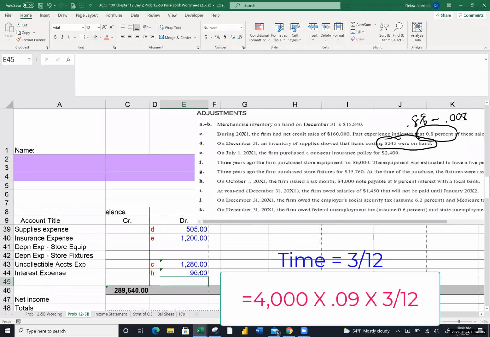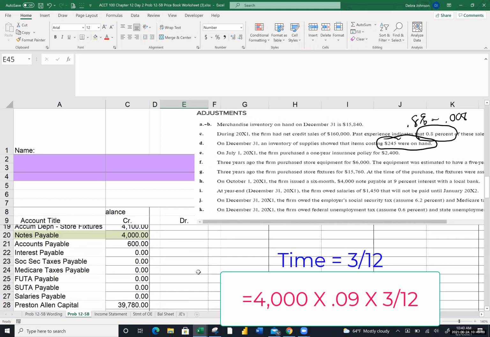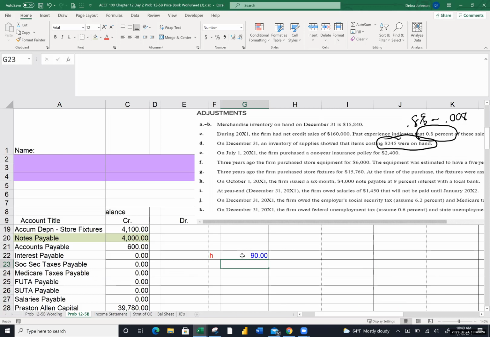The credit is going to go to interest payable. That's going to be up in the liabilities. Let's go find it. There it is. Put the same $90 that we just computed. Okay, let me stop. Any questions on A through H? Okay, we'll do I and J and K, and then we'll call this a wrap.